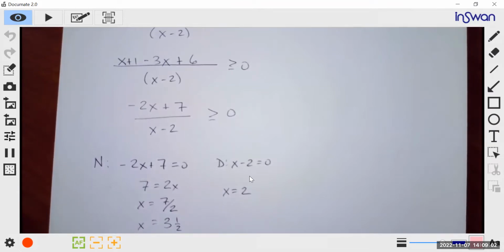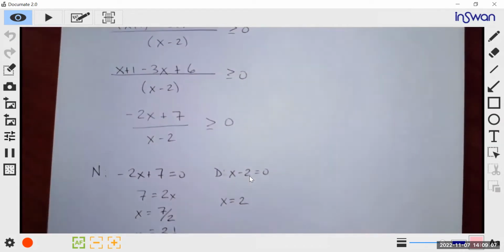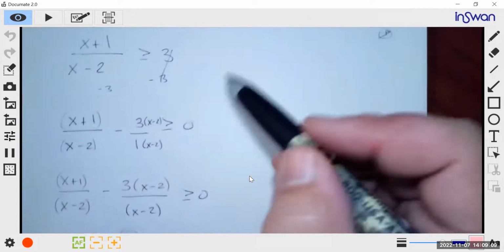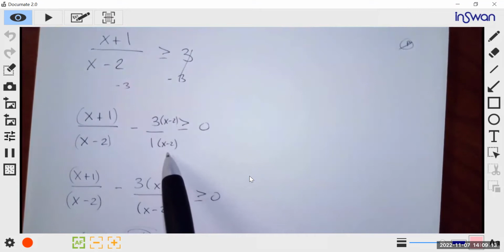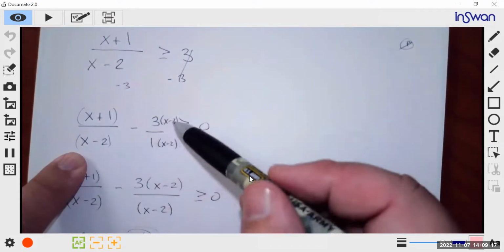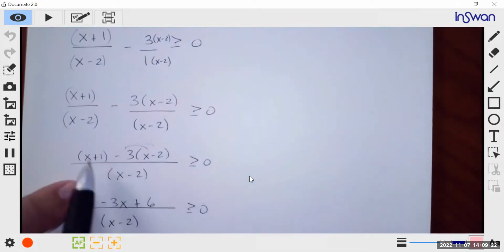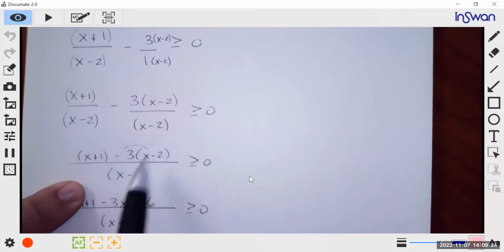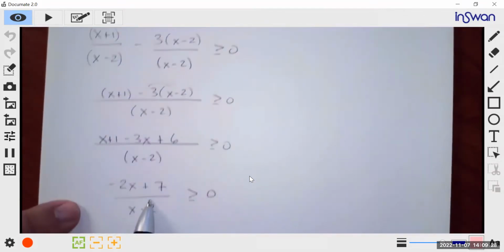Now wait, as long as I could. We haven't done much, we just finished up. We moved the 3 over, got a common denominator, because the x minus 2 is the common denominator. So I put a 3 over 1, so it's a common denominator. So I just worry about the top now. X plus 1 minus that. Fix all that stuff up on top. And that's where I am now.